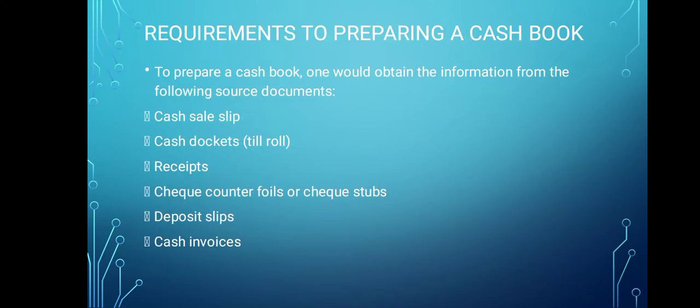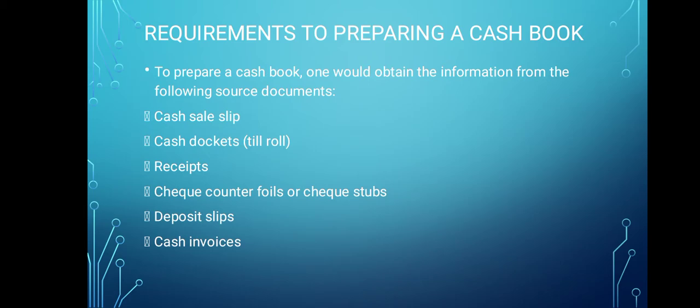Now, what are some of the requirements for preparing a cash book? To prepare your cash book, one would obtain the information from the following source documents. We are calling them source documents because that is where the information is coming from. A cash sales slip, cash dockets, till roll receipts, a check counterfoil or check stubs, deposit slips, and cash invoices. So when preparing your cash book, you have to make sure you have got these things in place. You may not have all of them, but you may have some. That is where you obtain some of your information.